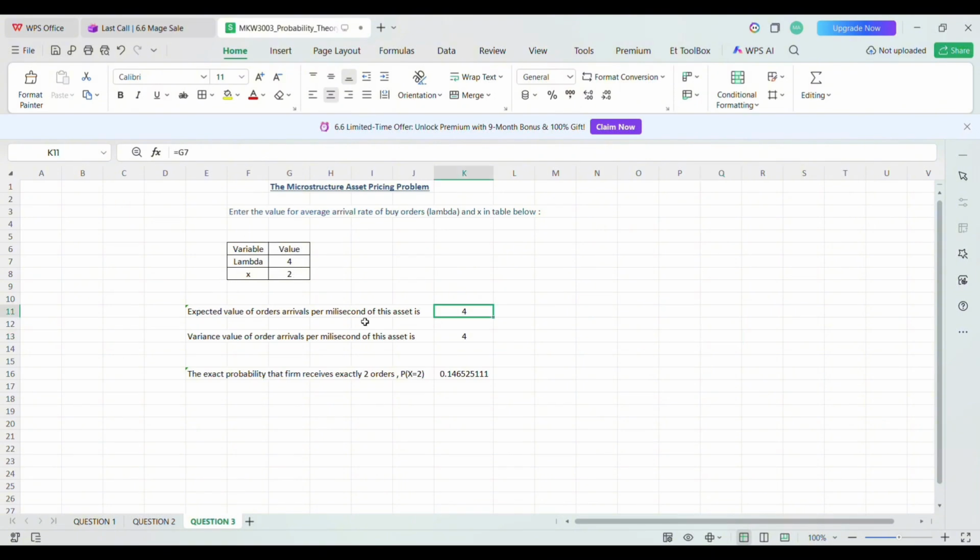From the equation, we get lambda equal to 4 and x equal to 2. From this table, we automatically get the expected value of order arrivals equal to 4, and the variance of order arrivals gives the same answer, which is 4. The last task is to find the exact probability that the firm receives exactly 2 buy orders in each millisecond. So we find the probability for x equal to 2 using the Poisson command here, and I get 0.1465 for this answer.